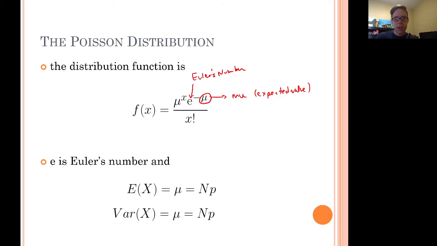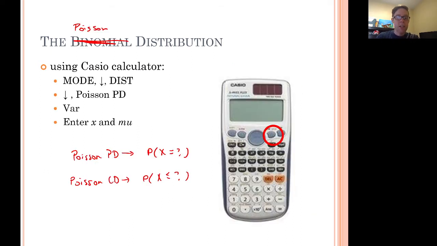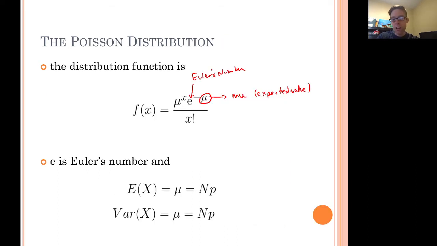So if we come back here and we look at the formula for f of x, the calculator actually wants us to input x and input mu. So that's what it's going to ask from us. It's going to ask for those two parameters. Now, usually x is going to be given in the question, mu may not be given in the question, which is why I have the formulas down here for the Poisson distribution.